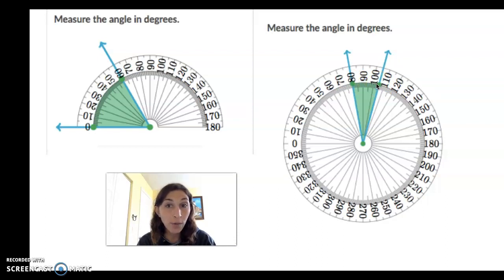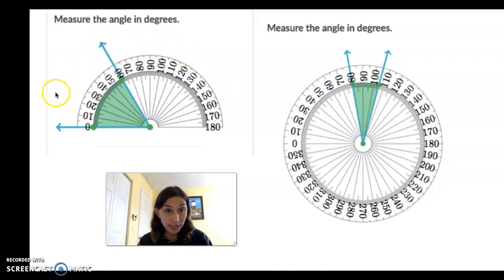Okay, but I want to know what the measure of the angle is. So what I'm going to do is 105 minus 80, which will give me 25 degrees. So I know that this here is a 25 degree angle. I can also count the amount inside. I know 80 to 90 is 10 degrees, and then 90 to 100 is 20 degrees, and then I'm going to add that extra 5, which is 25 degrees.